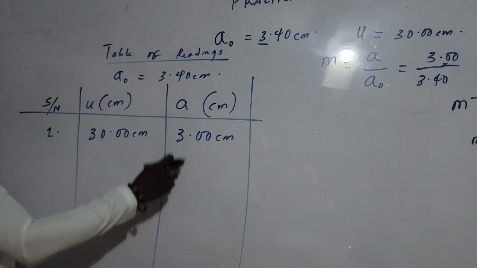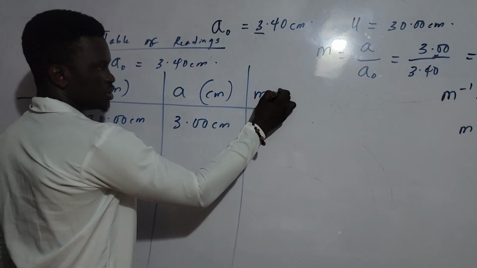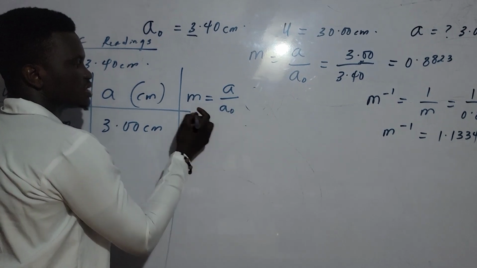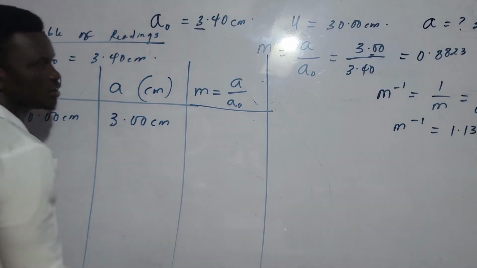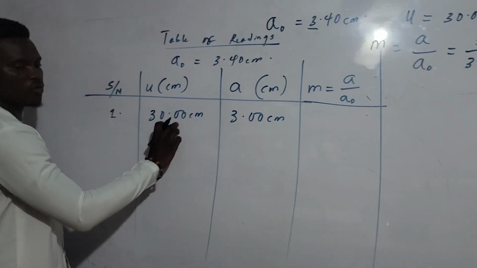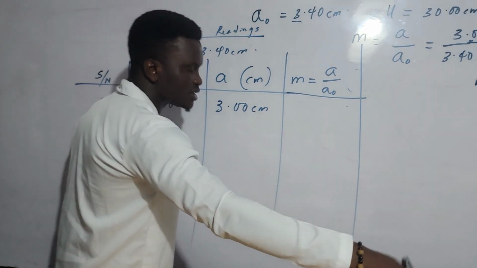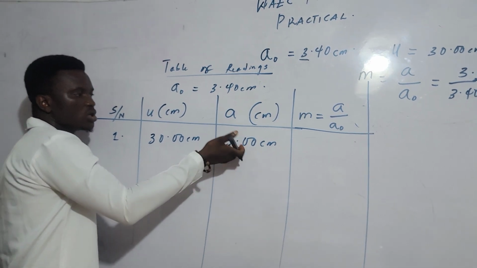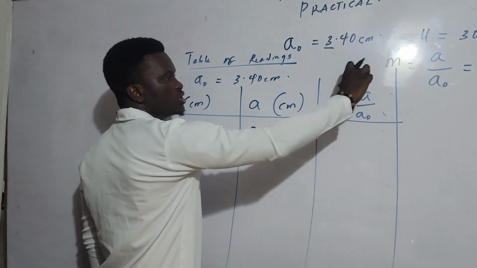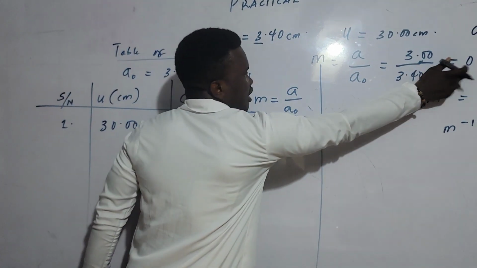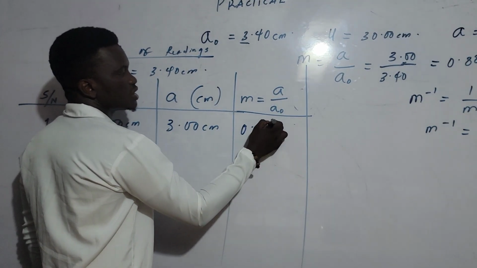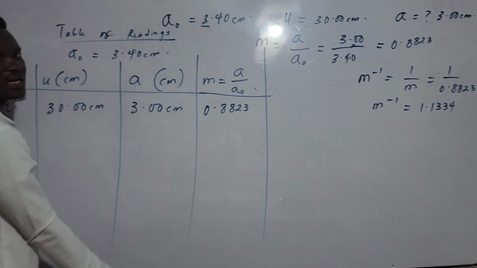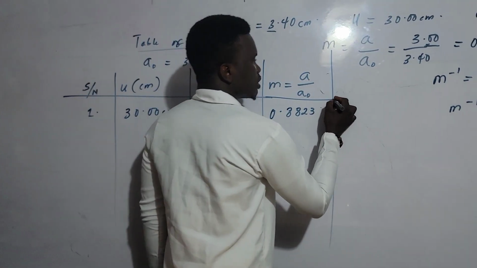Then you do it again. They say you should now look for M. So that means your M is going to be A over A naught. And there will be no unit since centimeter cancels out centimeter. I hope you're following that. So we first place this guy at 30 centimeter. Then we measure the image. After we have seen a sharp image, we measure it. Then we are now doing M is equal to A over A naught, which was what we did here. And we got 0.8823. So if you want to leave it in 4 decimal places, continue like that. Don't change it. So you have to be consistent.